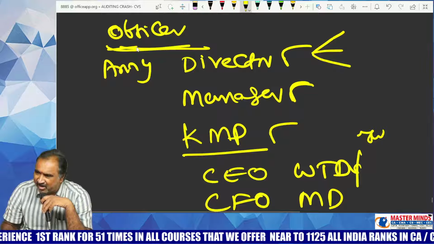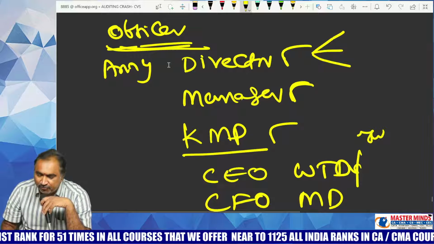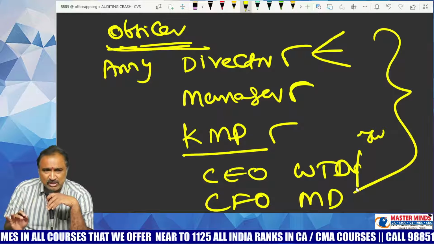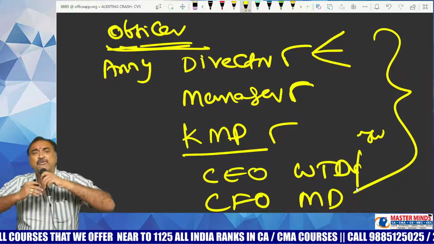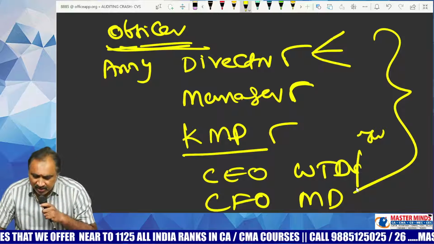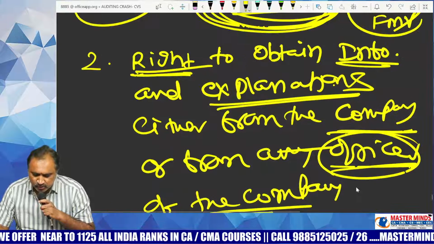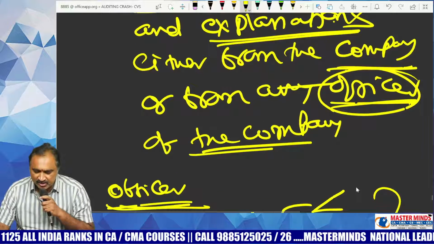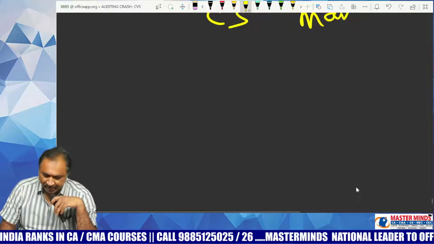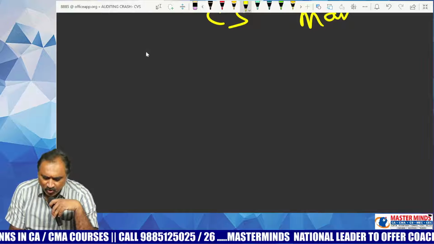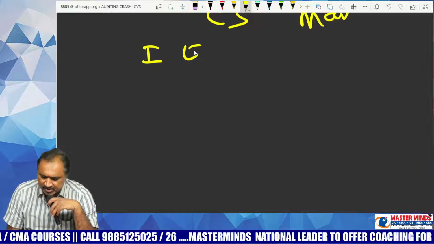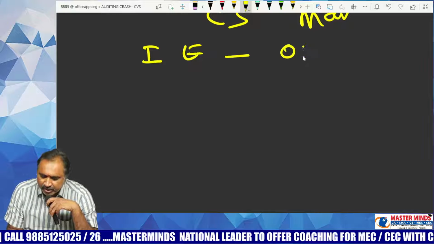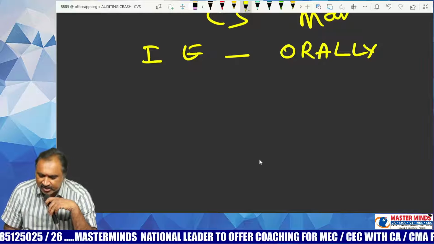You are having a right to obtain required information and explanations either from the company or from any officer of the company. Simply speaking, you can get required information from any person working in the company. The auditor is having a right of obtaining information and explanations from any person in the company. That is the meaning of that. Now the question is, how do they provide information? When the auditor requires information and explanations from the company, usually company will try to provide the information and explanations required by the auditor orally.